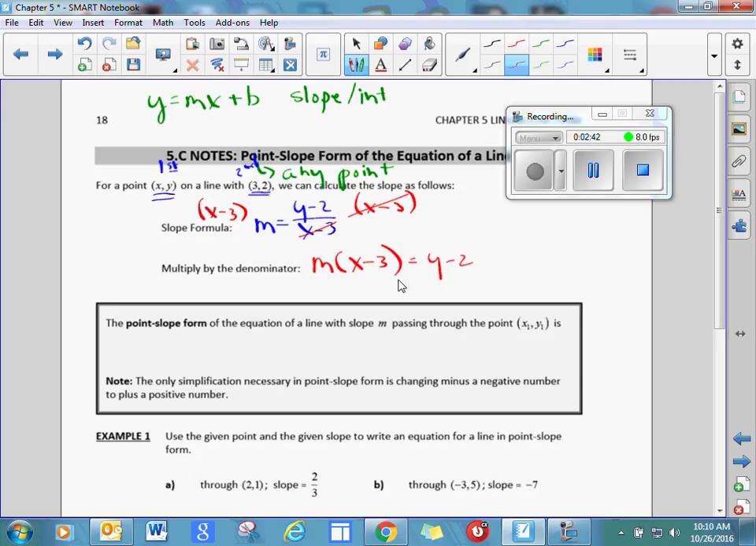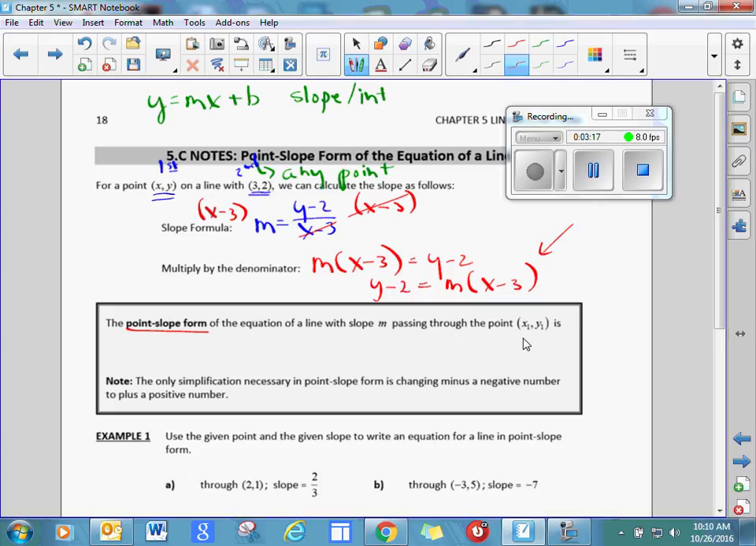So this is sort of deriving it. Our point was 3, 2. You can see where the 3 and the 2 end up in our equation. Usually we write our y on the left-hand side and our slope on the right-hand side. So I'm just going to flip this around and go y minus 2 equals m times x minus 3. This is how we get a formula for the point-slope form of an equation once you know the slope and any old point on the graph.